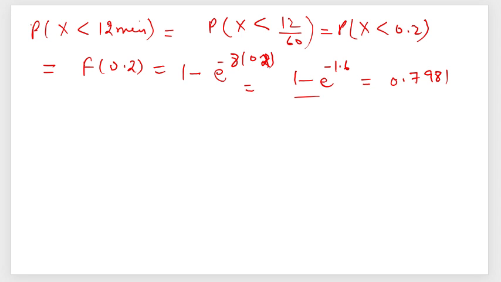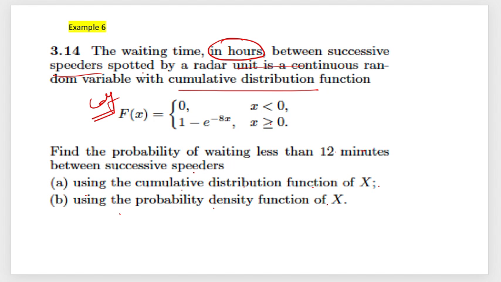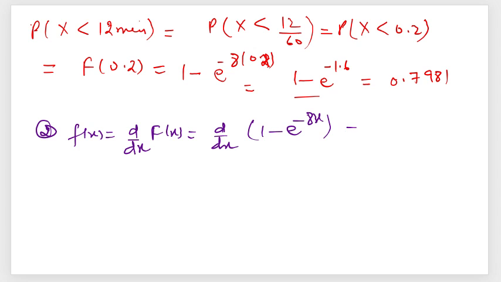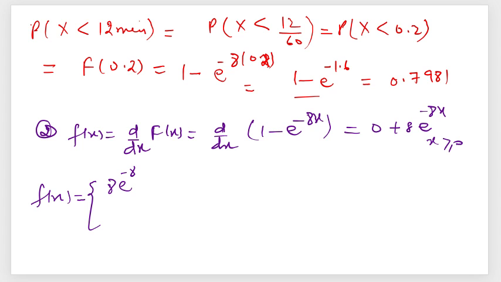But the second part of the question is also to use the probability density function to evaluate. So let us first find the f of x. How do we find f of x? We will take the derivative of capital F of x, and the derivative of capital F of x, here 1 minus e to the power minus 8x. When we take the derivative, the 1 becomes 0, and we get plus 8 e to the power minus 8x when x is greater than or equal to 0. So f of x equals 8 e to the power minus 8x when x is greater than or equal to 0, otherwise 0. That will be our PDF.